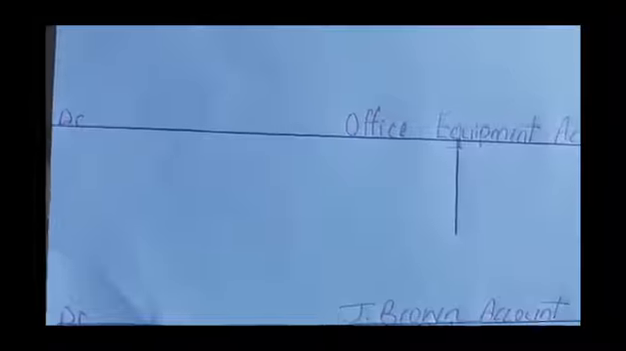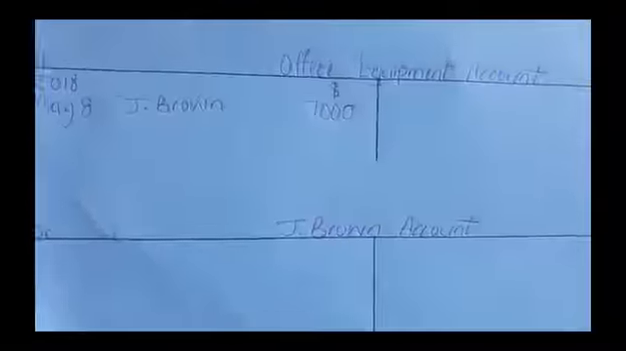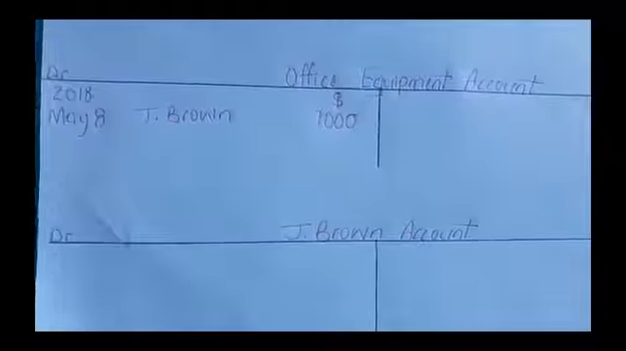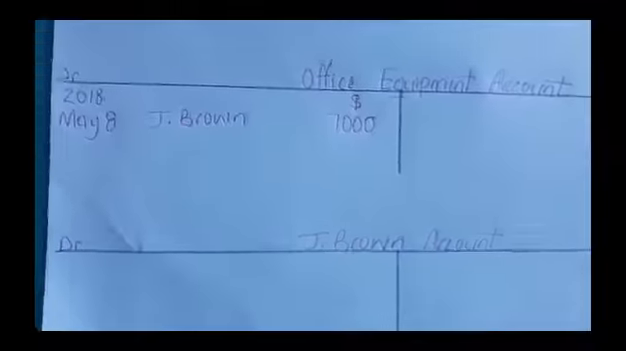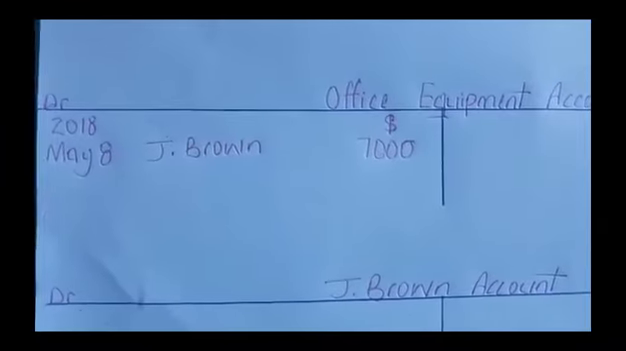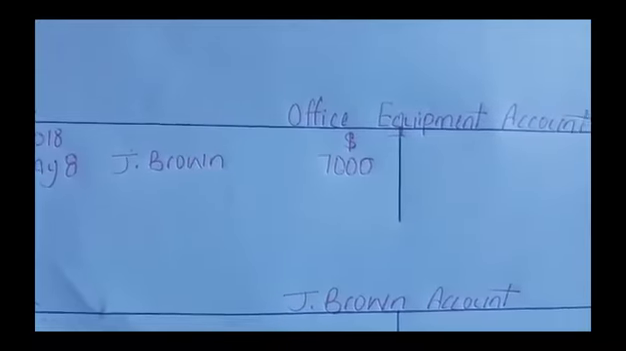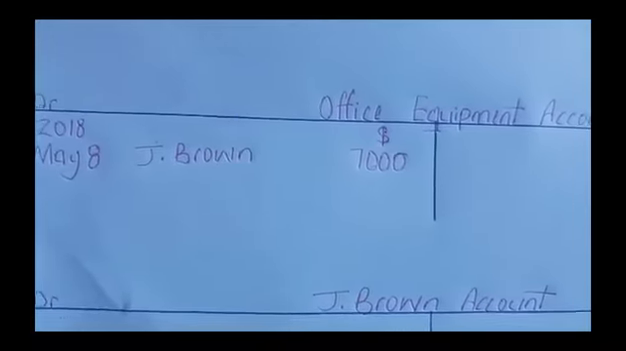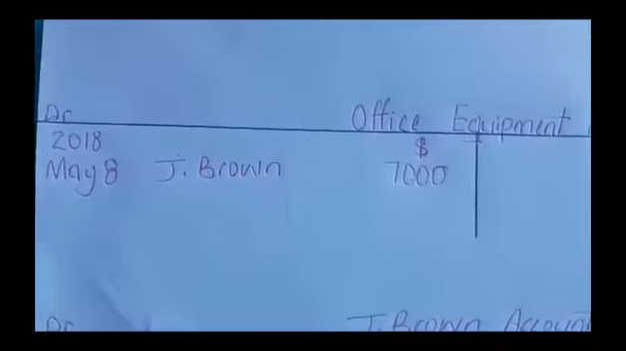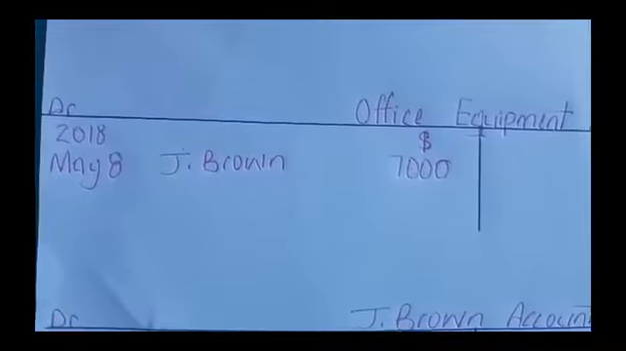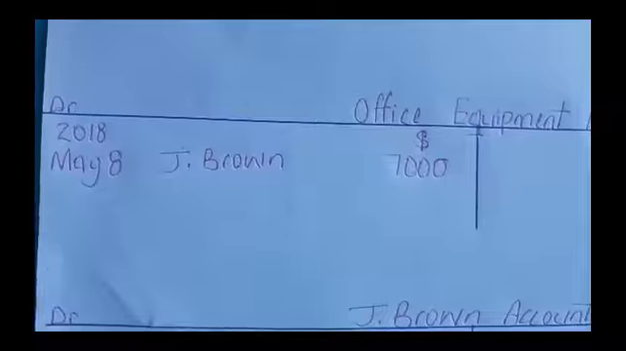So let's do that. So there we have it, our office equipment account. The entry has been correctly recorded. So on May 8, 2018, office equipment is increasing as a result of it being taken from J. Brown, which is our creditor.